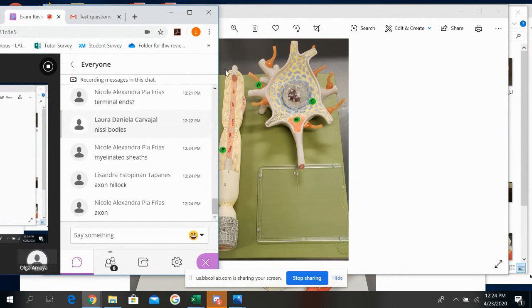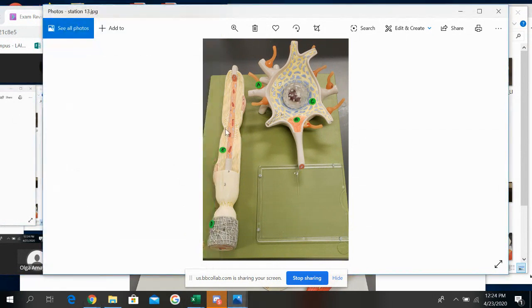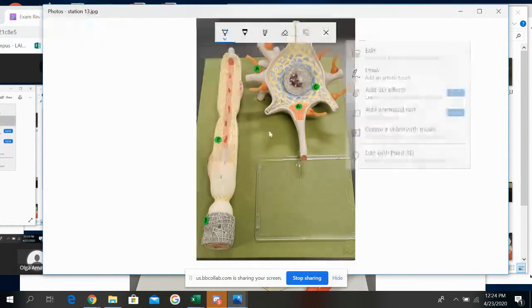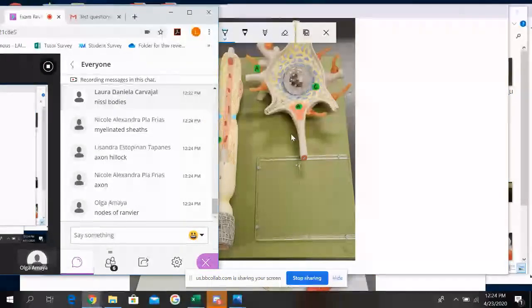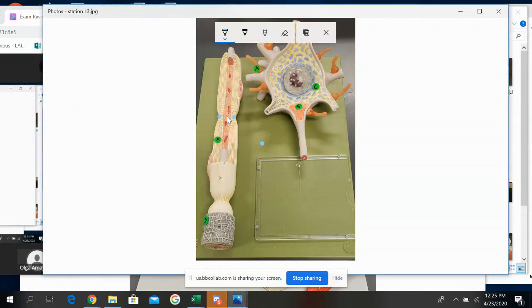All of this long thing right here is the axon, but in between here, let me draw on it. Right here in between these two we have something that's called nodal ganglia. Very good. When one myelin sheath comes to an end and the other one starts, there's a little space in between. That's called a node of Ranvier. Ranvier, whatever. I don't know if he's French. I really can't tell you.